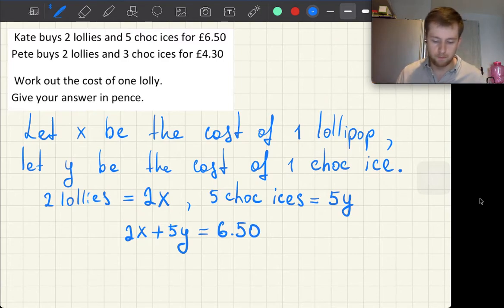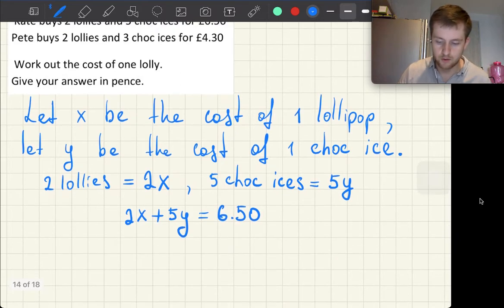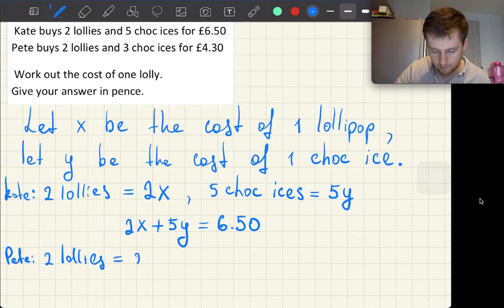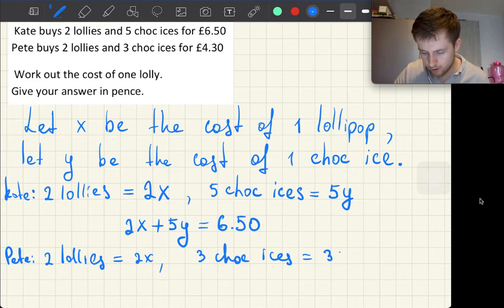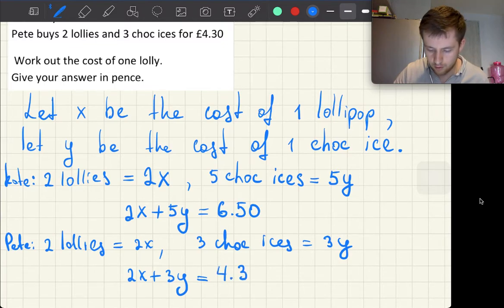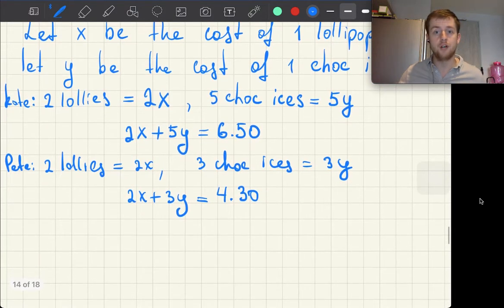The same goes for, again, 2 lollies are 2x, so that's for Kate. We were figuring out Kate. This is for Pete. 2 lollies, again, it's 2x, 3 chalk ices, this is 3y, and we know that the total cost is, so 2x plus 3y would be equal to 430. 430 in this case. So here we go. These are our 2 equations.